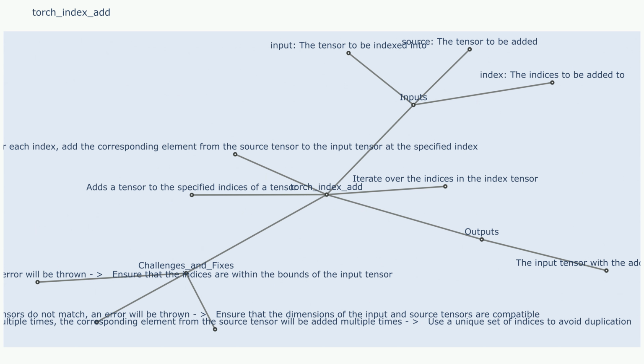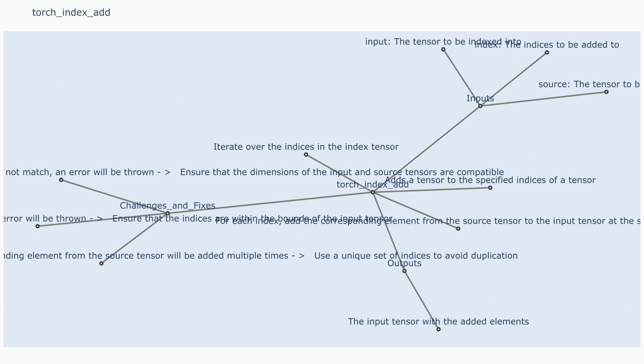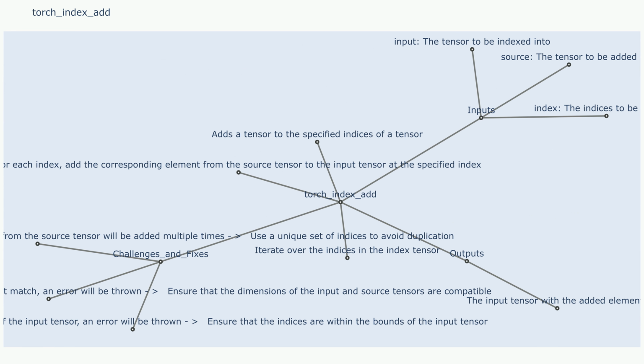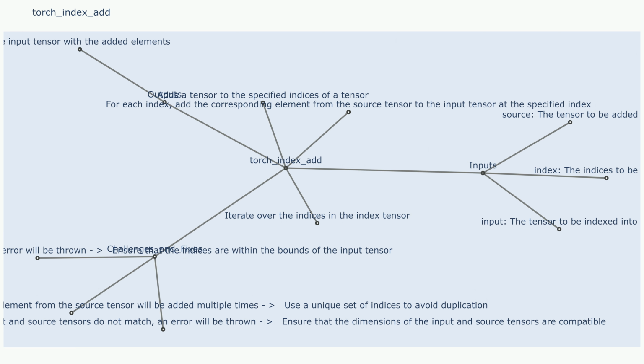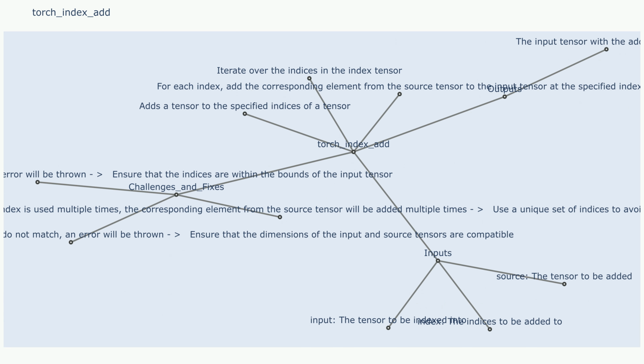Challenges and fixes. Challenge 1: index should be a 1D tensor containing valid indices within the specified dimension of input. Sample use case that resulted in challenge 1: index contains indices outside the bounds of a dimension of input. Fixes to challenge 1: ensure that index contains valid indices within the specified dimension of input.